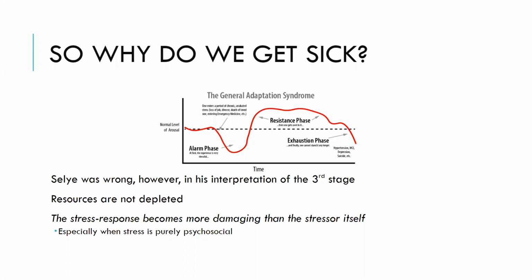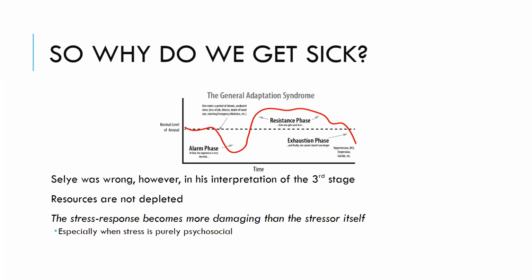And so Selye said that the reason we get sick at the end of the day is because we're exhausted. We have depleted all of our resources. We cannot fight anymore. We are done. And that's when we get sick. But at the end of the day, he was incorrect in his interpretation of this third stage. Resources are not depleted. It's not like we've run out of some entity that we have. Instead, it's that the stress response becomes more damaging than the stress itself. So that's why we become exhausted.